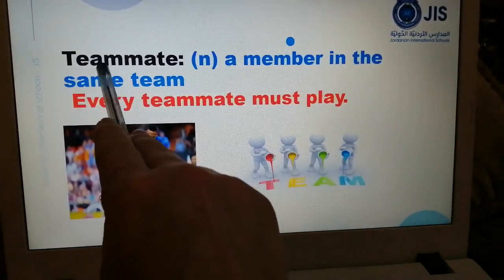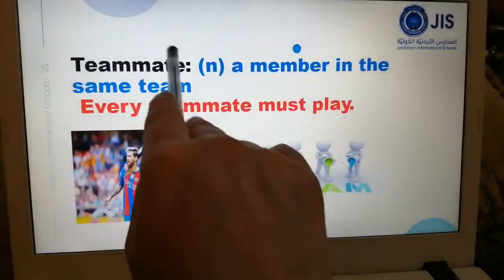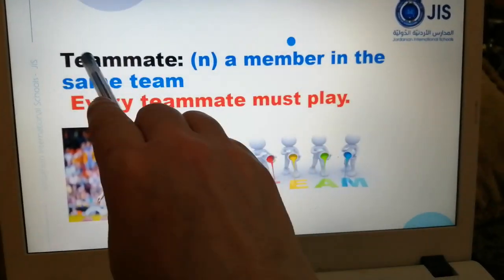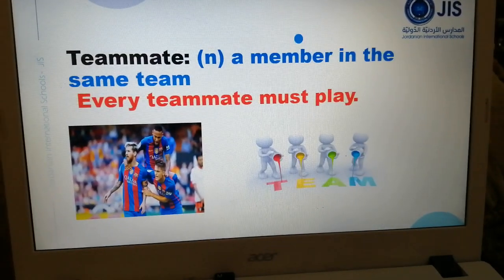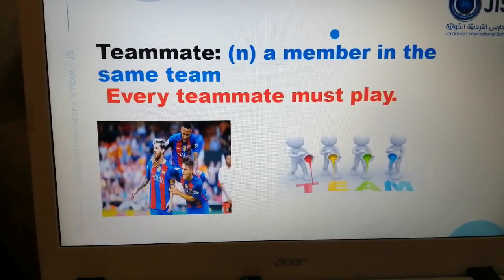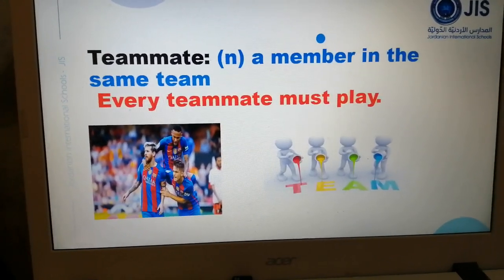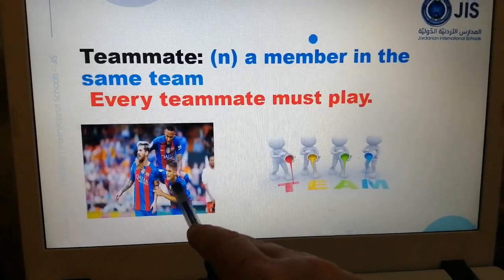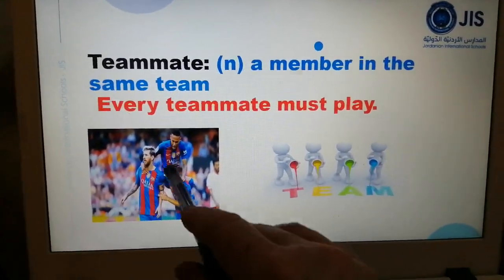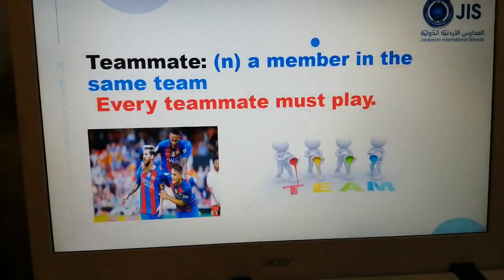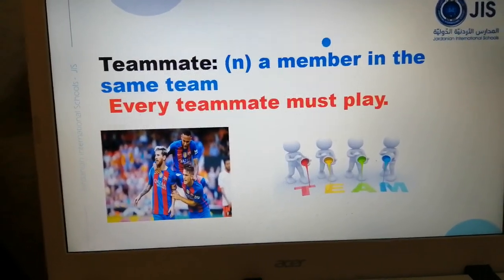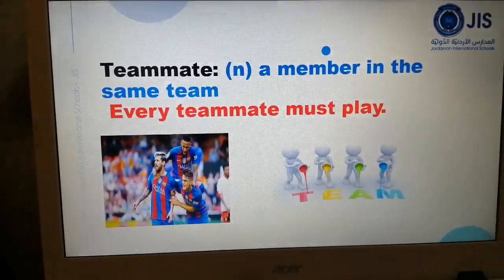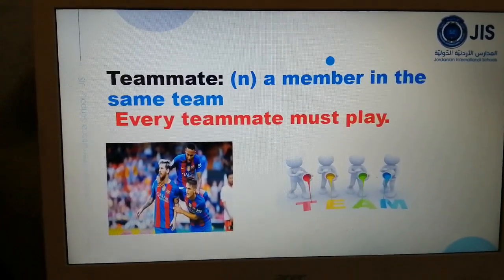Teammate, team with mate together, they make a new compound word, and it's a closed compound word. There's no space between them. Teammate is a noun, and it means a member in the same team or partners in the same team. Like here, these football players are teammates. They are playing in the same team. Every teammate must play. This is an example. So teammate is the member or the partner in the same team, and it's a noun. It's a closed compound word.